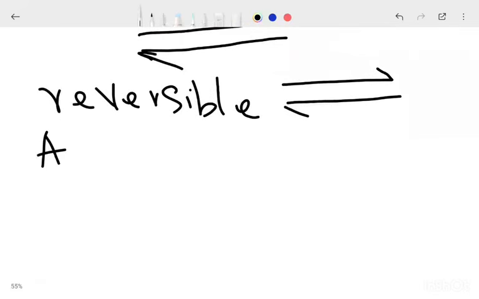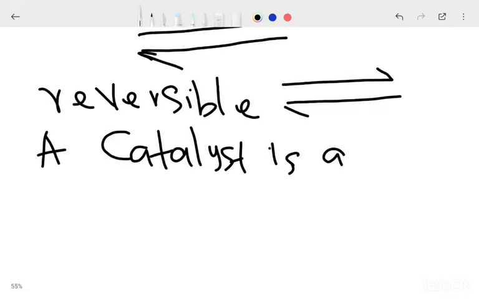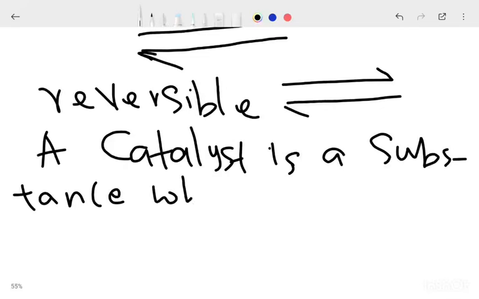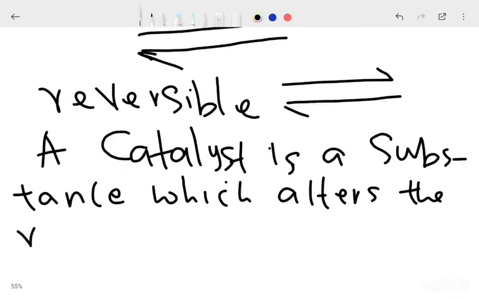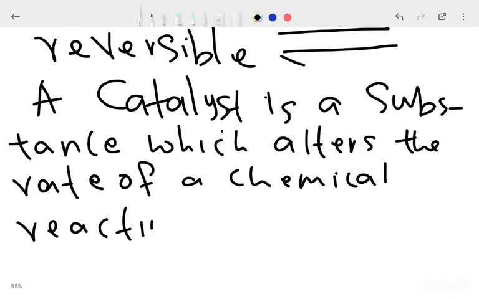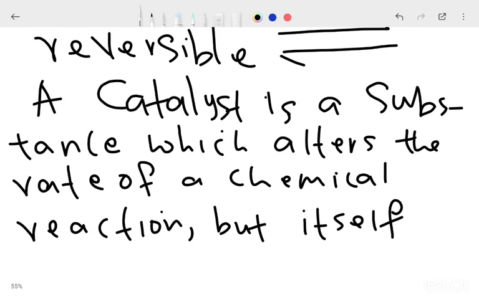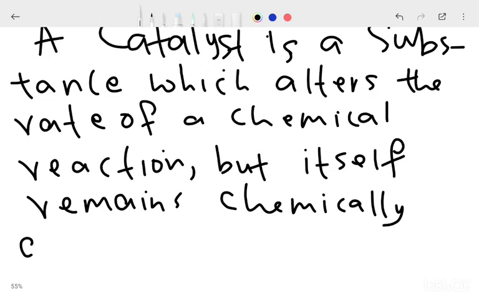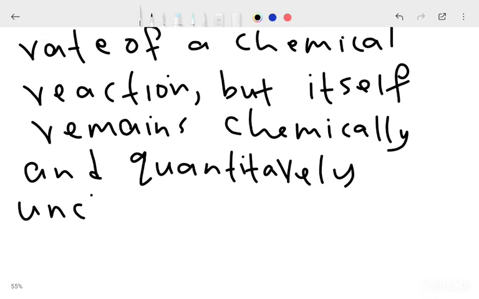So a catalyst, write it down, is a substance which alters the rate of a chemical reaction but itself remains chemically unchanged at the end of the reaction.